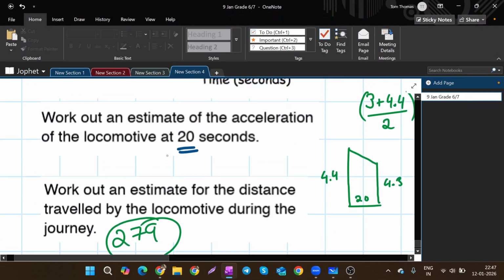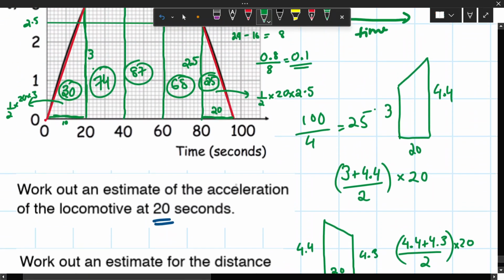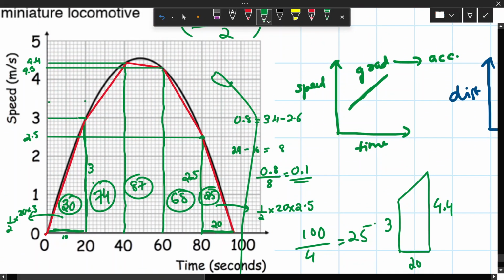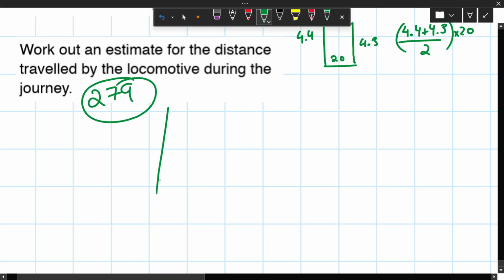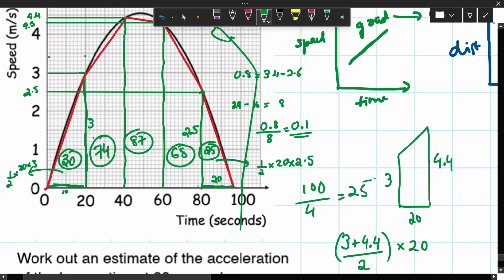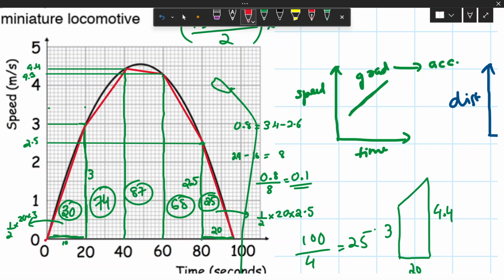Now the next question is, would this answer be an underestimate or an overestimate? Sorry, it's something wrong with the software. Right, now the question is, is this an underestimate or an overestimate?